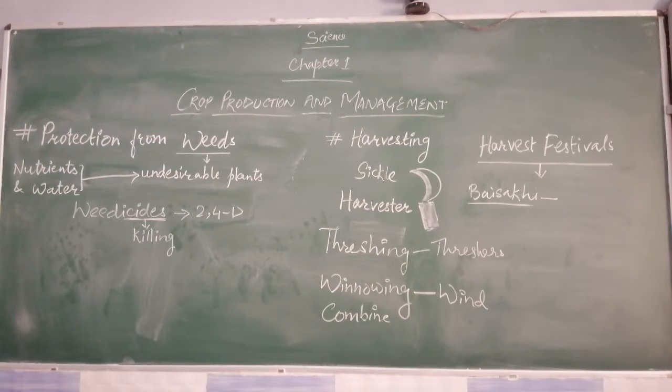Weeds are undesirable plants which may grow naturally along with the crop. So the undesired or unwanted plants, not useful plants, which grow along the crops are known as weeds. These weeds may decrease the amount of nutrients and water available in the soil for the crops to grow.